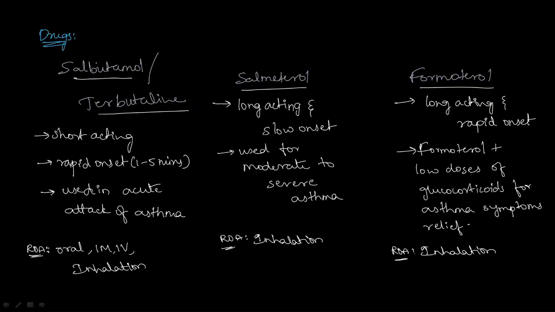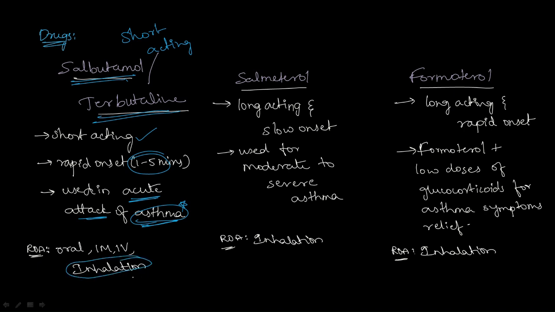Coming to the individual drugs under sympathomimetics, for short acting we have salbutamol and terbutaline. These both drugs are short acting and they show rapid onset in just 1 to 5 minutes. These drugs are used for the acute attack of asthma, to relax the bronchial muscles. Majorly salbutamol or terbutaline are taken through inhalation, or they are also available in oral, IM and IV routes.